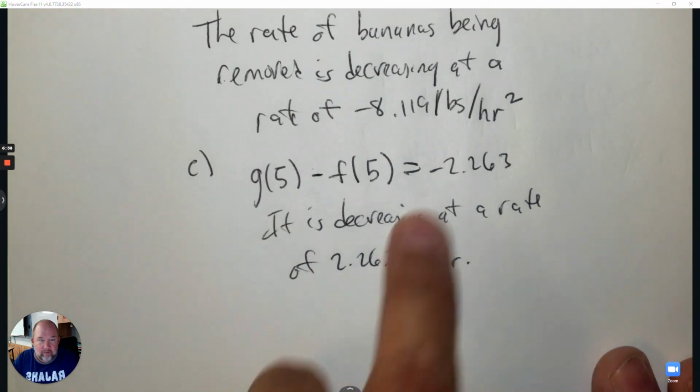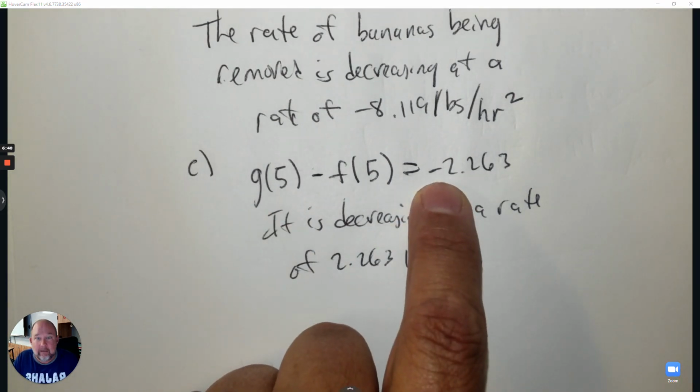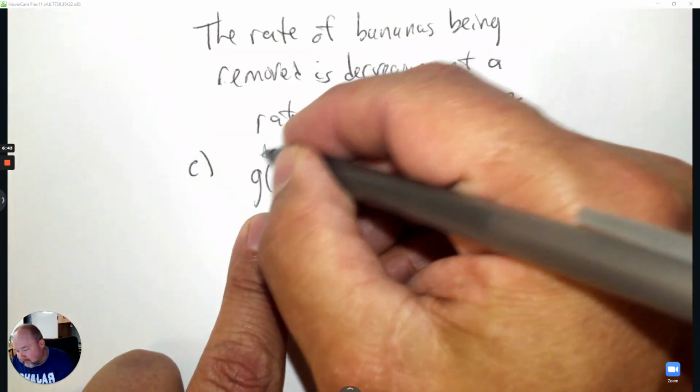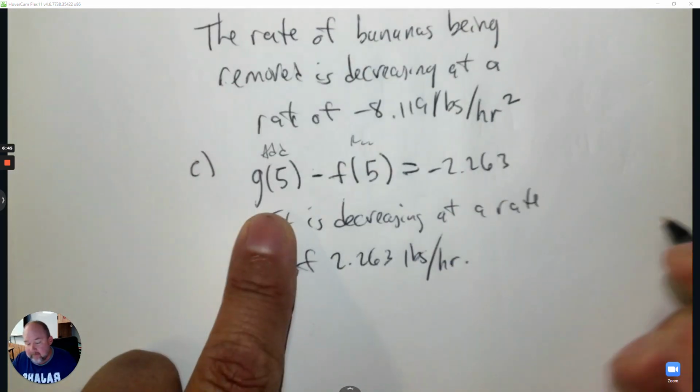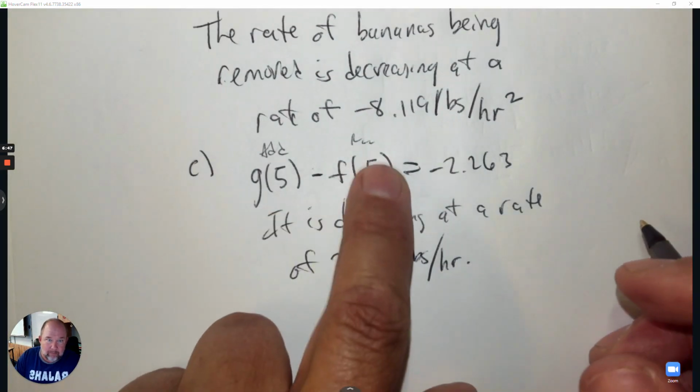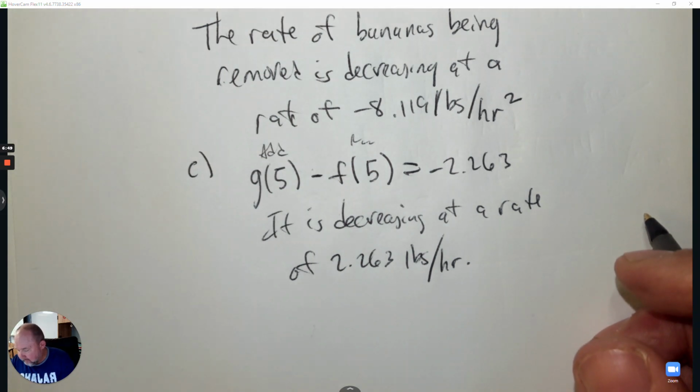The reason it's decreasing is because the answer is negative. This is what's being added and this is what's being removed. So things are being removed faster than they're being added at that time. D.